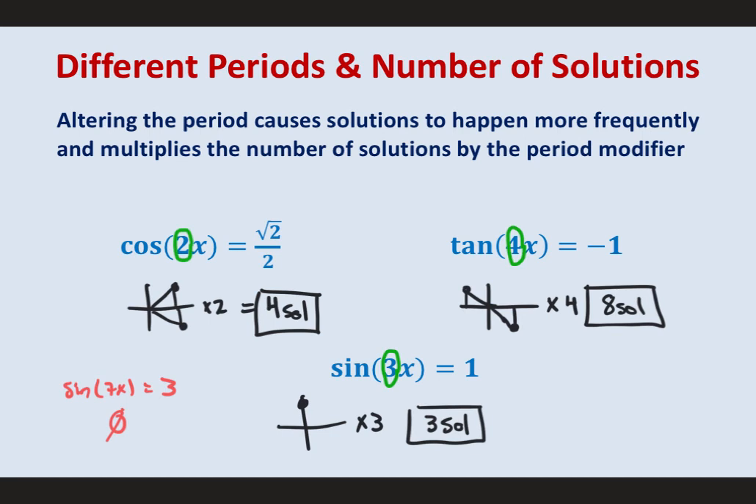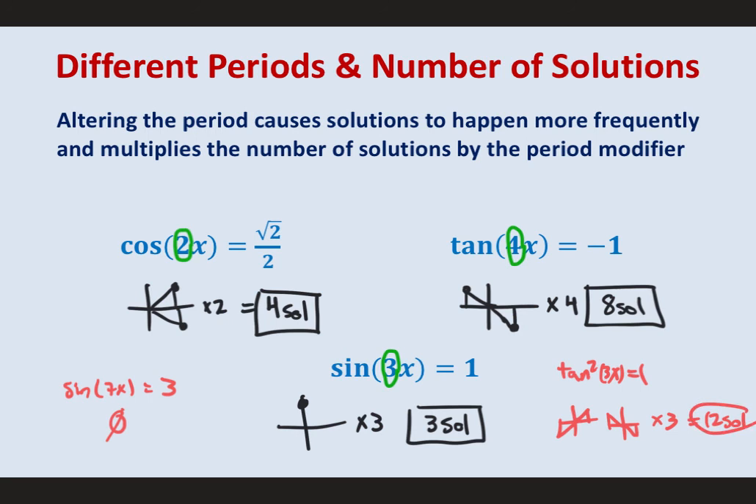And if you have something where there was a square, say we had tangent squared of 3x equals 1. Sorry, let me change that a little bit. Tangent squared of, let's say, 3x equals 1. This one, we will have 2 solutions for tangent equal to +1 when we square root both sides, and 2 solutions for tangent equal to -1. And then both of those are times 3. So that's 4 times 3. This one would have 12 solutions.